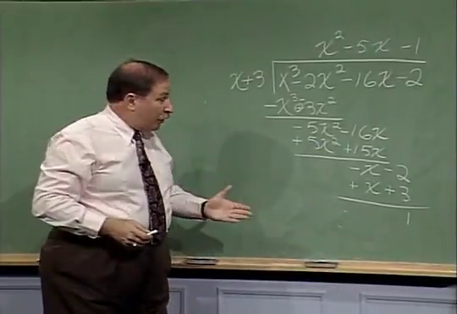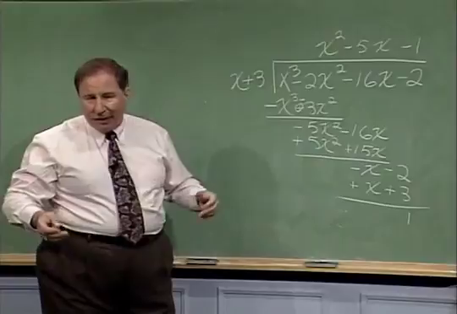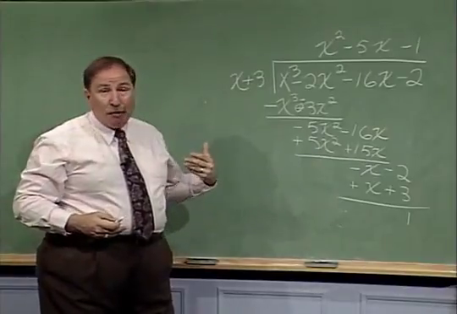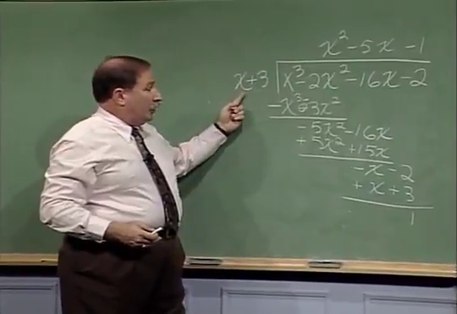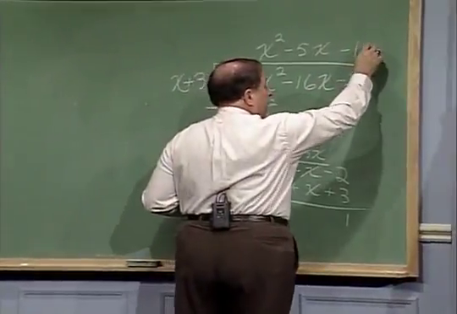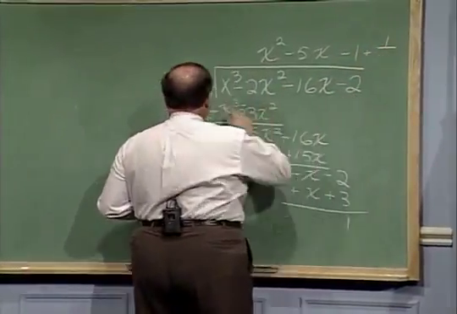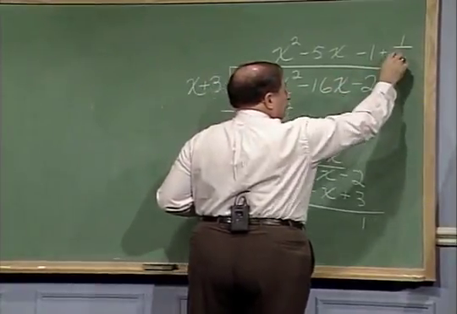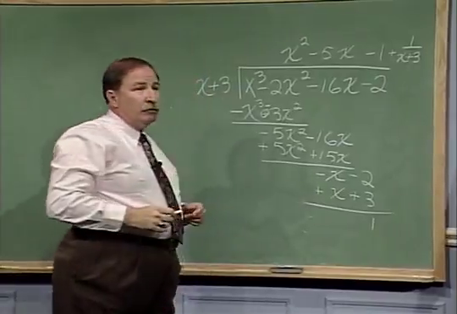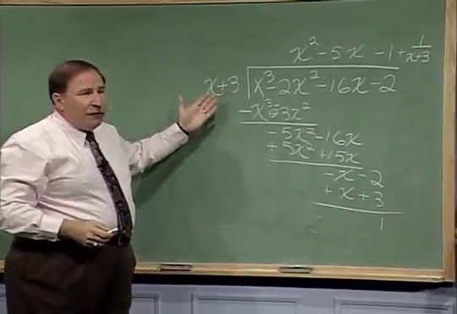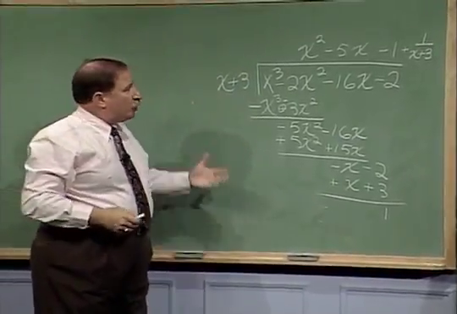Now, back in 4th grade, you wrote R1 or something like that. But now we know we can write the remainder as a fraction: the remainder over the number we divided by. So we can put plus 1 over x plus 3. So that's our answer.